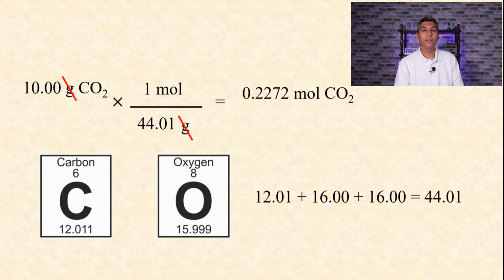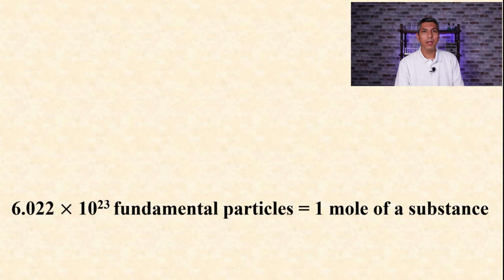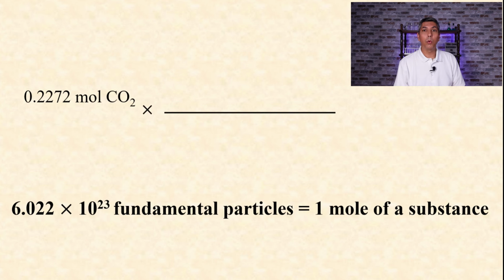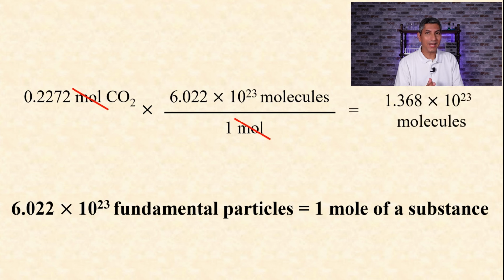You should also be able to convert particles to moles. There are 6.022 times 10 to the 23rd teeny tiny particles in a mole: atoms, molecules, ions, whatever it happens to be for that substance. So if you have those 0.2272 moles of carbon dioxide, you can convert to molecules by putting 1 mole on the bottom of your conversion factor and 6.022 times 10 to the 23rd molecules on the top. When you cancel out the units and multiply, you get 1.368 times 10 to the 23rd molecules.